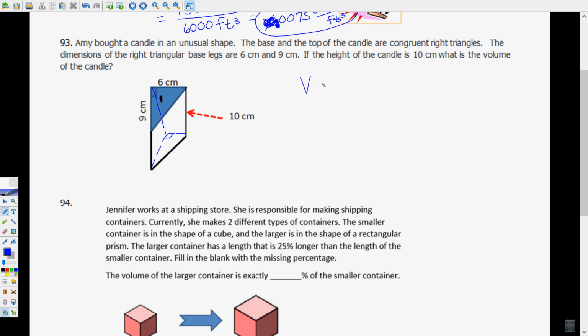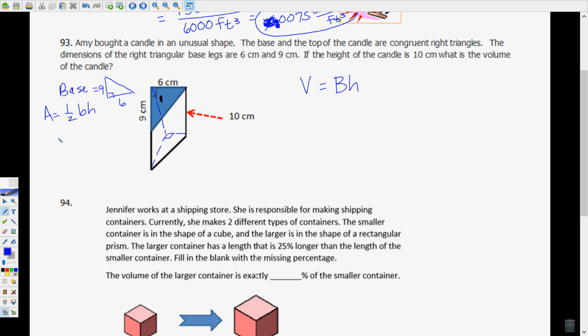So again, the volume of a triangular prism is area of the base times the height of the prism. And on this one, the base is a triangle. So to find the area of a triangle, it's 1/2 base of the triangle times height of the triangle. And actually, let me turn that into a right triangle so we can use that to put our numbers in. So I'm just going to turn it this way. Okay, that's not really accurately drawn. That's okay. 6 and 9.